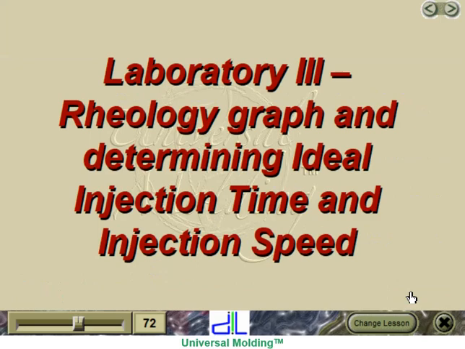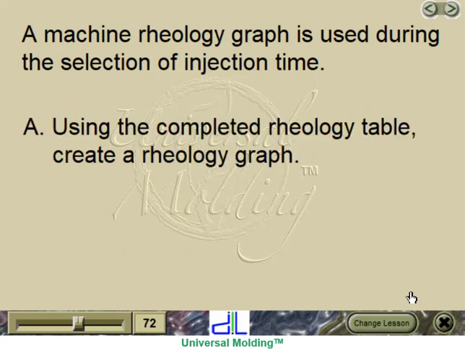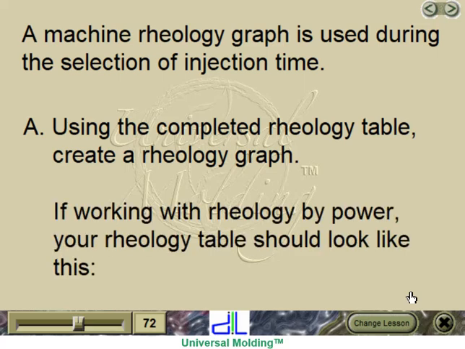Laboratory 3. Rheology graph and determining ideal injection time and injection speed. A machine rheology graph is used during the selection of injection time. A. Using the completed rheology table, create a rheology graph. If working with rheology by power, your rheology table should look like this.